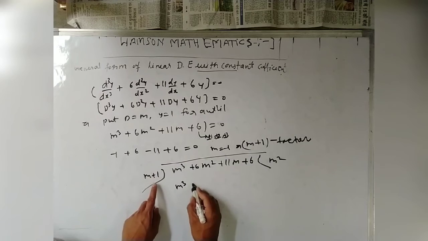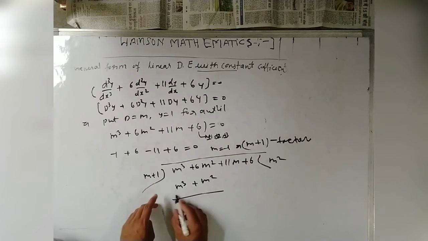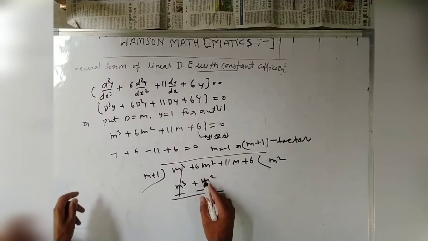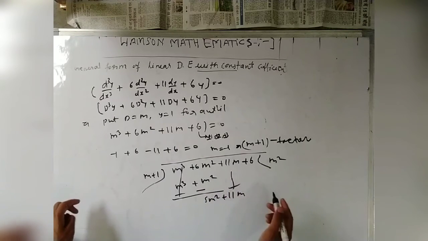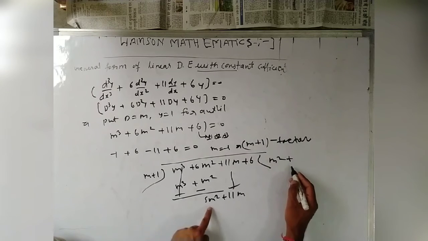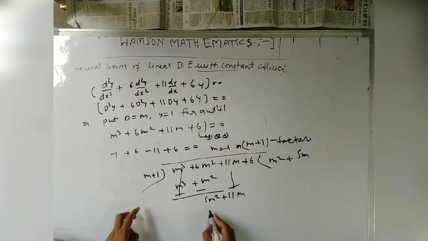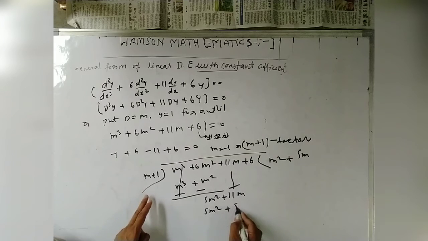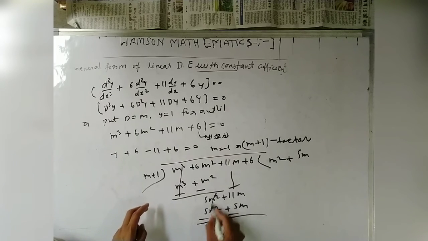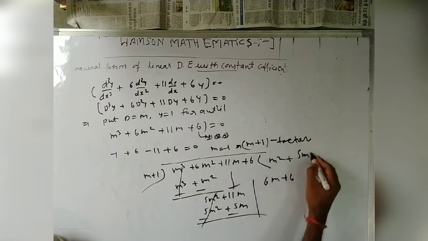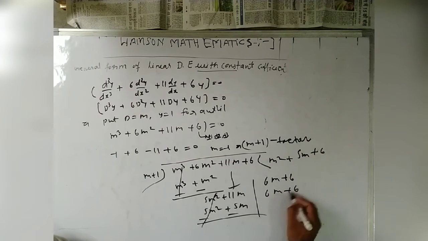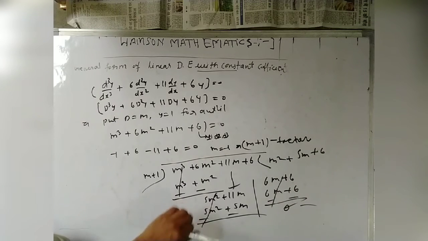To create m cube we multiply by m square. So we create m cube plus m square, and to subtract, negative sign, this will cancel out, and 6 minus 1, so 5m square plus 11m. Now to create 5m square, we multiply by 5m. So this is 5m square plus 5m, and subtracted, this cancels out, and 11 minus 5 is 6m plus 6. Now to create 6m we multiply by 6, so 6m plus 6, subtract, and hence 0. So when we divide by this factor, we get this.